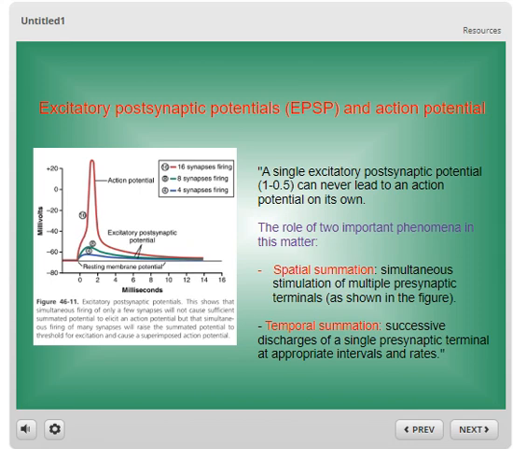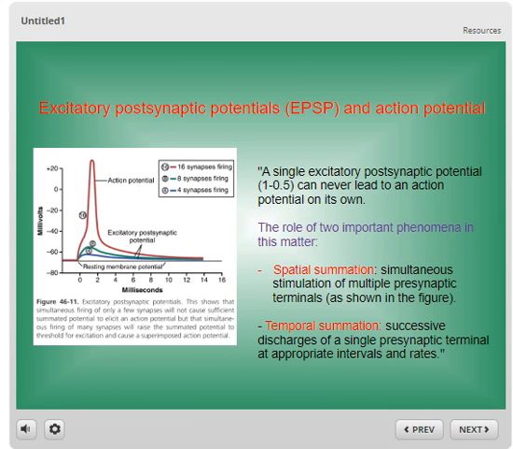But temporal summation occurs when a single presynaptic terminal fires multiple times in rapid succession, causing successive EPSPs. If the timing and frequency of these discharges are appropriate, the cumulative effect can lead to a depolarization that reaches the threshold for an action potential.